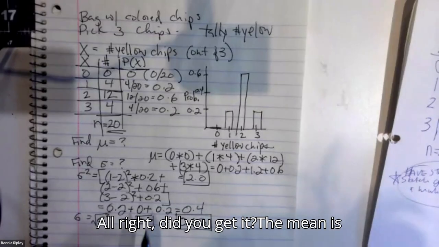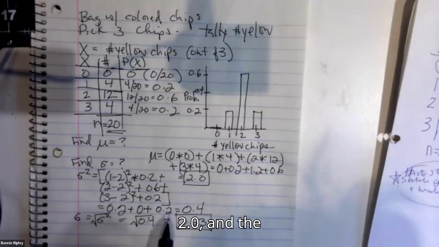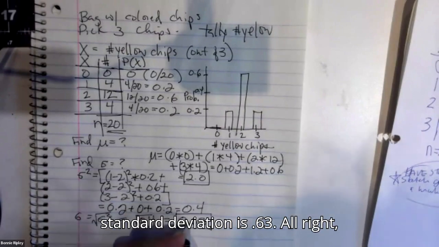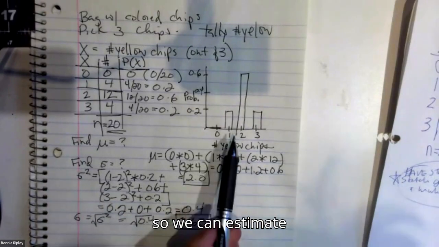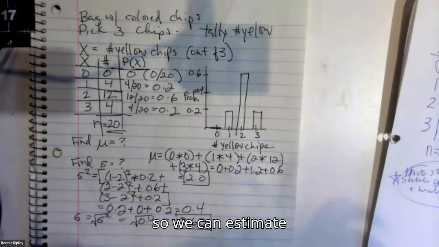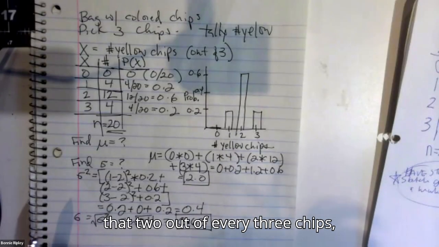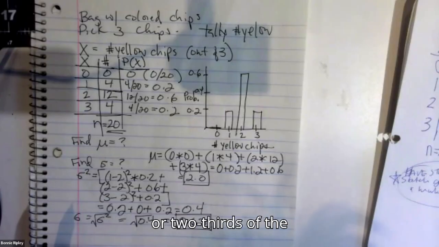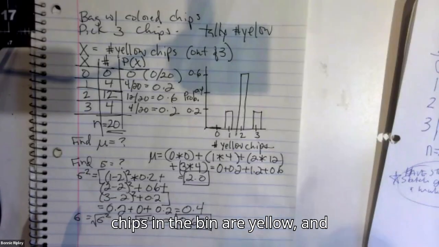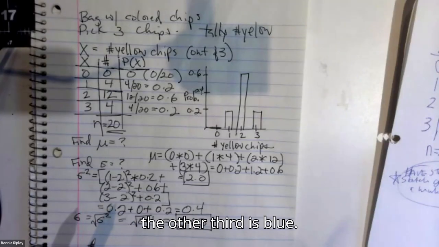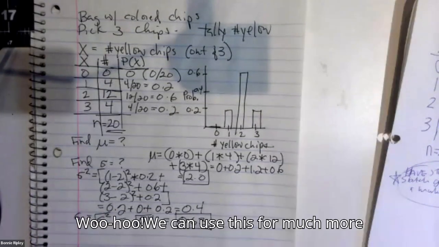All right, did you get it? The mean is 2.0 and the standard deviation is 0.63. All right, so we can estimate that 2 out of every 3 chips, or 2/3 of the chips in the bin are yellow, and the other third is blue. Woohoo! We can use this for much more exciting things.